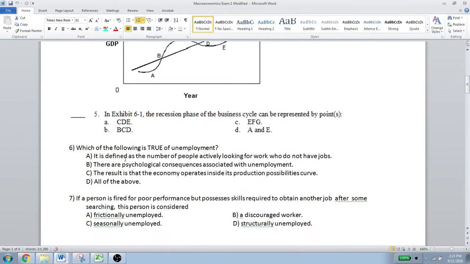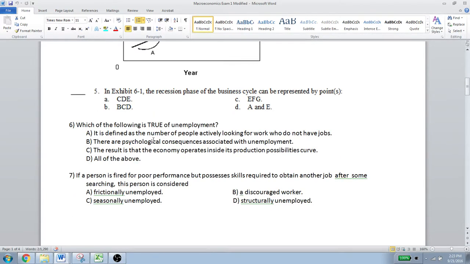Question 5 is asking about a recession phase, that's C, D, E. Answer A. Number 6, which of the following is true of unemployment? It's defined as the number of people actively looking for work who do not have jobs, but there's also a psychological consequence and the result of the economy operating inside its production possibilities. All of the above is the answer.